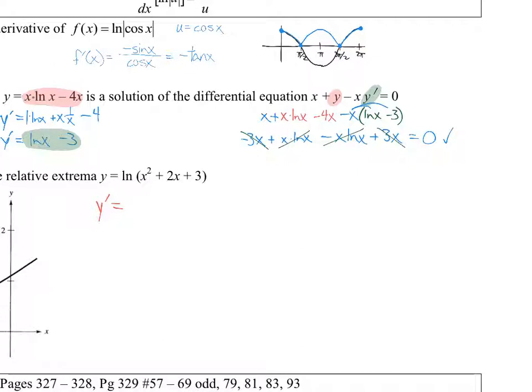It's going to be a chain rule, right? So it's going to be 2x plus 2 over x squared plus 2x plus 3. It's u prime over u, right? So the u is that quadratic inside the ln. So we've got the derivative of that over the x squared plus 2x plus 3.